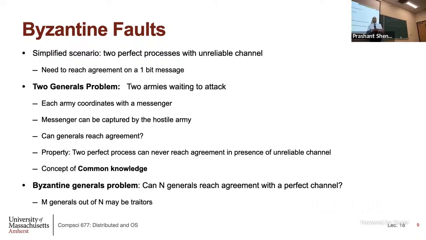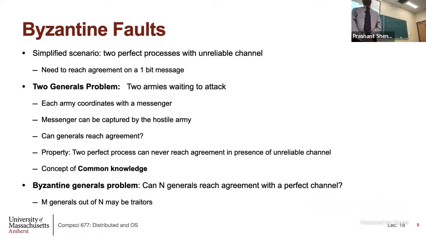Okay, so two armies are waiting to attack a common enemy. They want to coordinate the time of the attack, and they are going to send a messenger back and forth. The messenger has to go through hostile territory. So you send a messenger saying, let's attack tomorrow at 9 a.m. You don't know whether the message was delivered because the messenger could be caught while trying to deliver the message, and a different messenger masquerading as the original messenger might deliver a fake message.